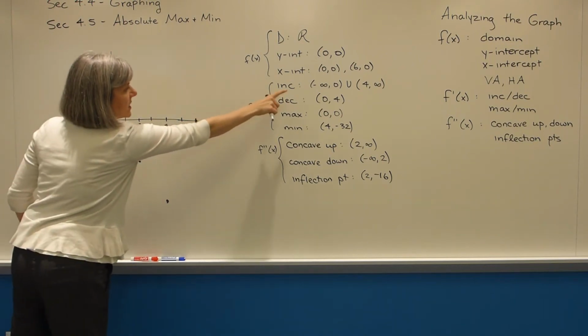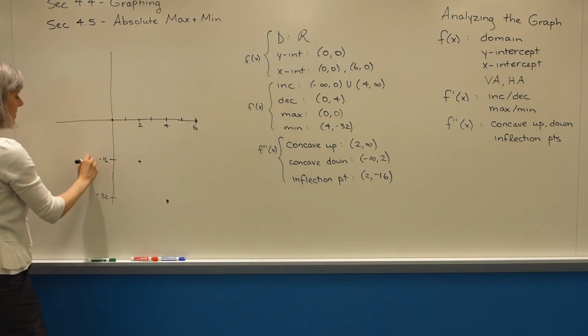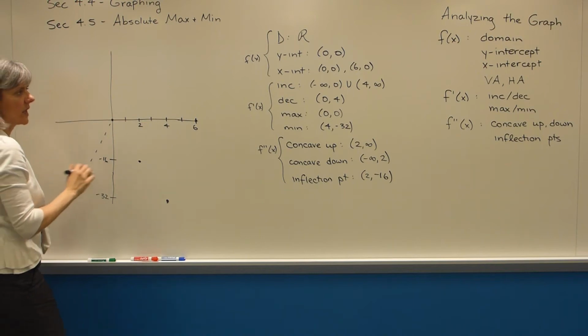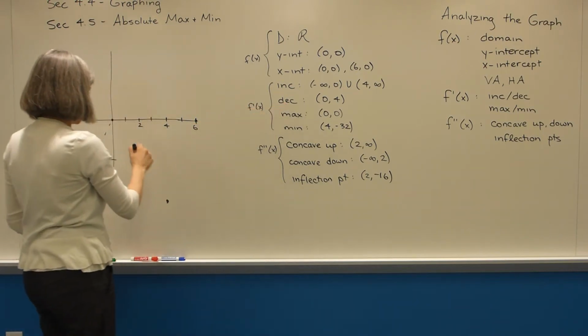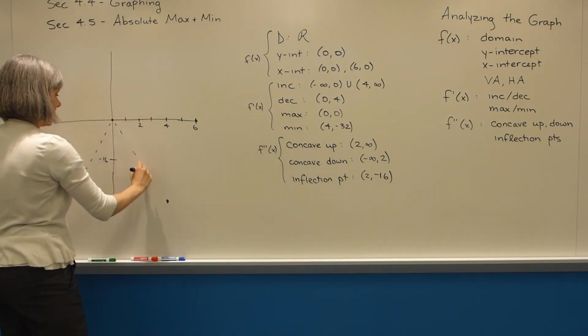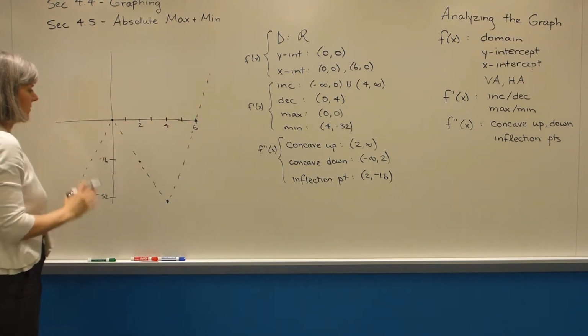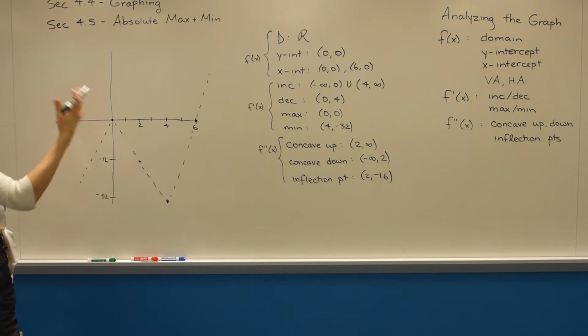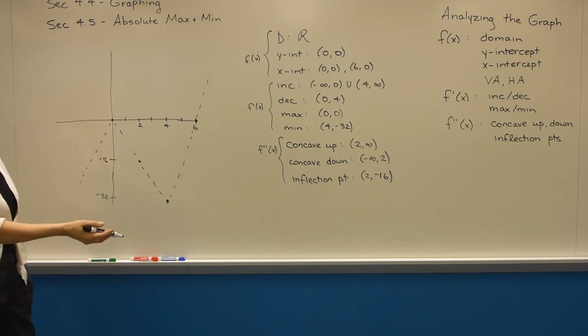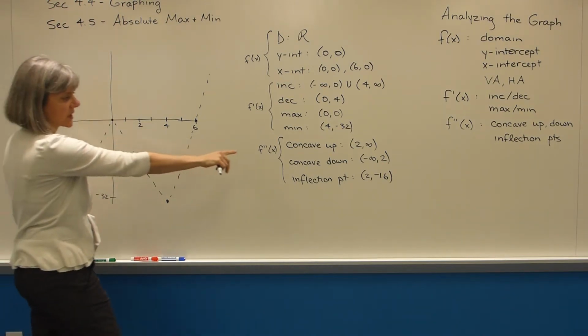So here it says that I'm increasing, going up here, and then I decrease all the way down to this point at 4, and then I increase again, coming through this point at 6. So that's kind of what it looks like. We know it's a polynomial, and so you could probably even sketch in how it curves. But let's put it together.